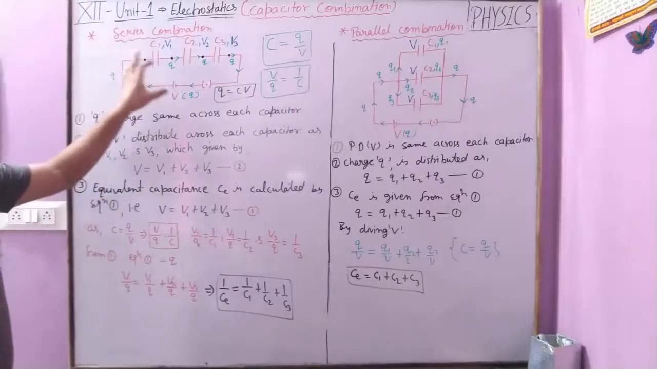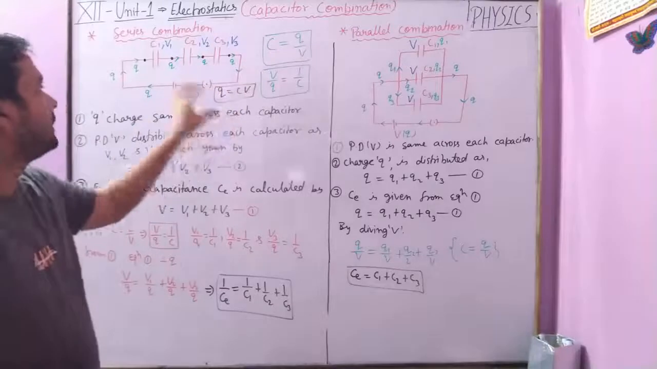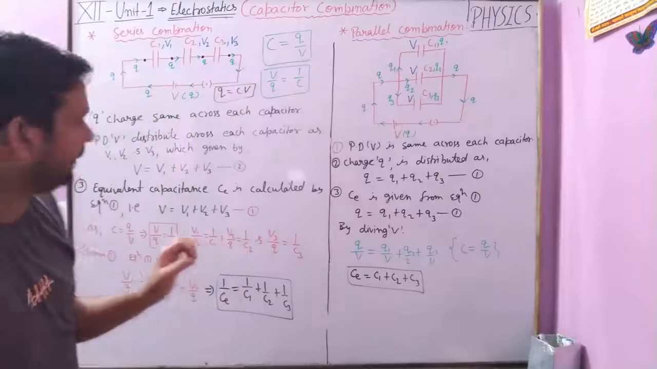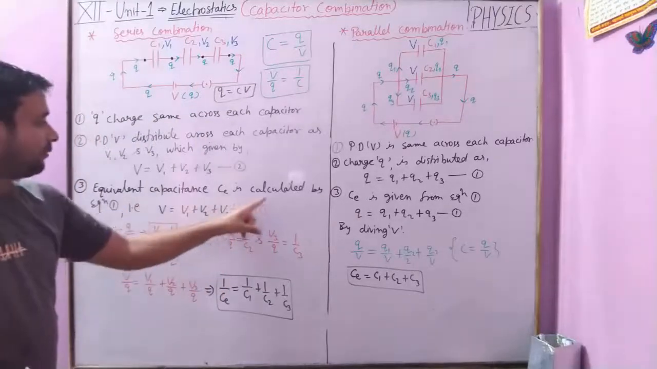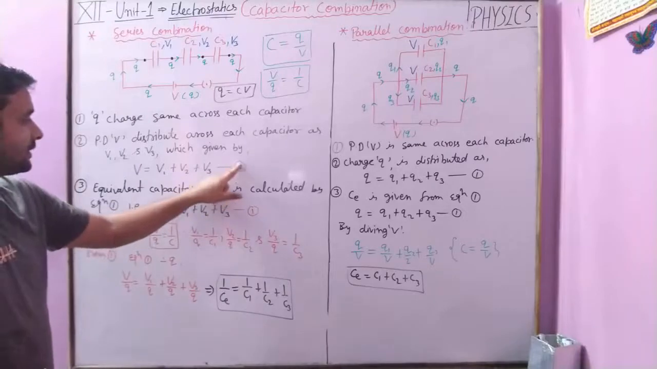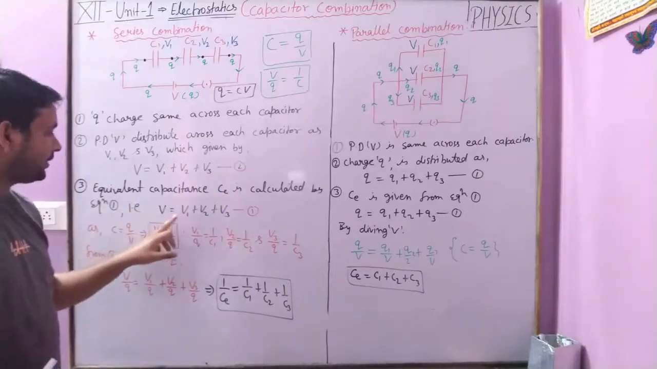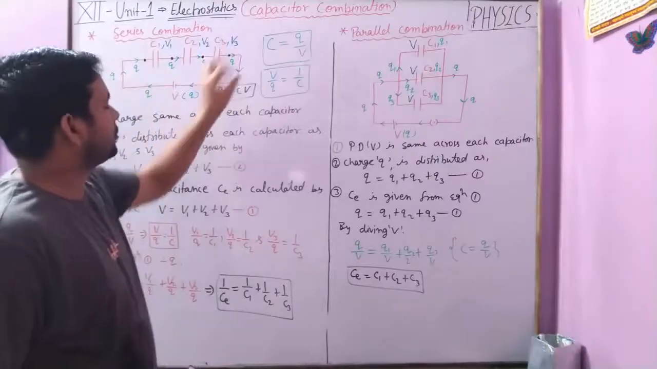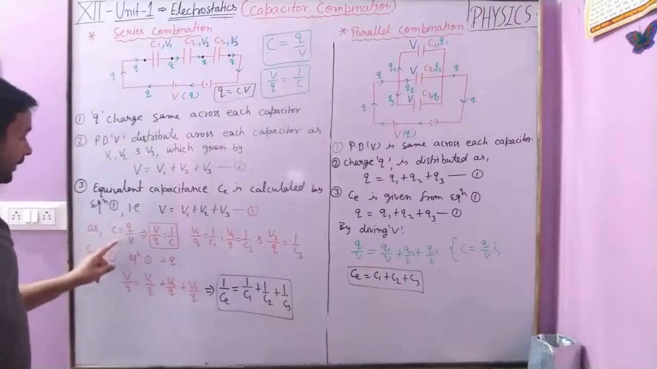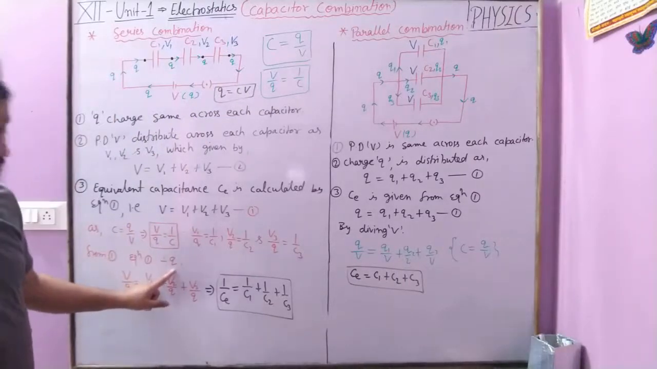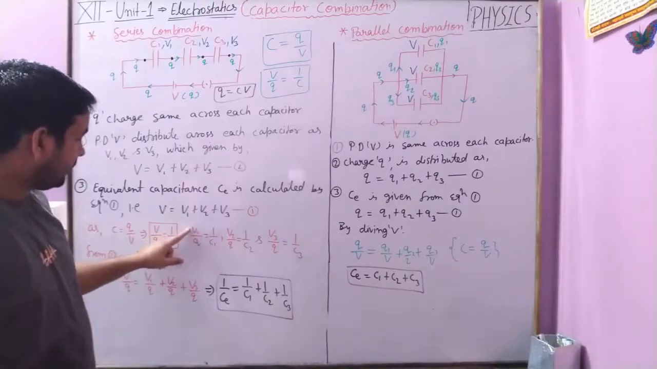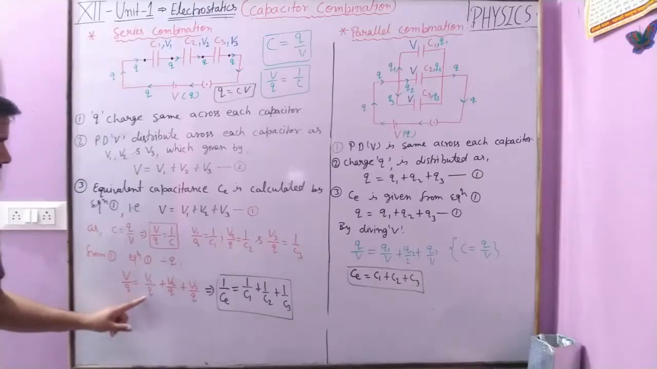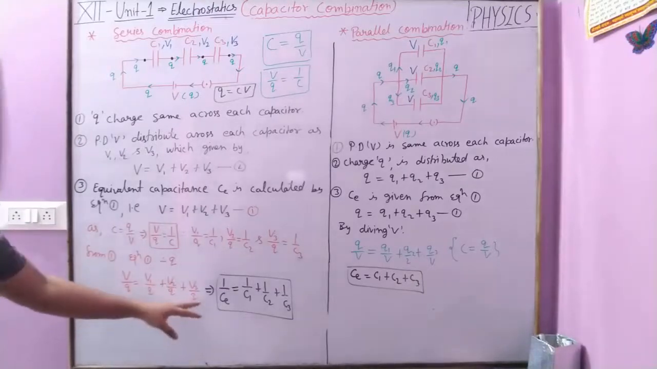Now we want to calculate the equivalent capacitance, which means the value of the single capacitor which replaces all three. We calculate the equivalent capacitance by using the first equation, V is equal to V1 plus V2 plus V3. Now as Q is the same across each, we divide the first equation by the charge Q. We get V upon Q is equal to V1 upon Q plus V2 upon Q plus V3 upon Q.